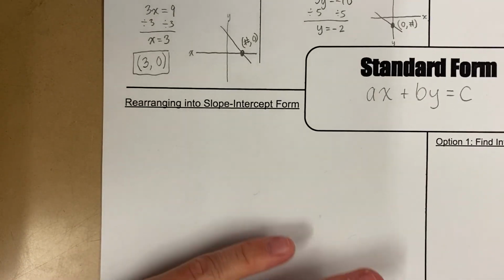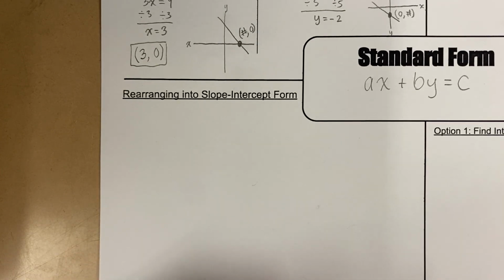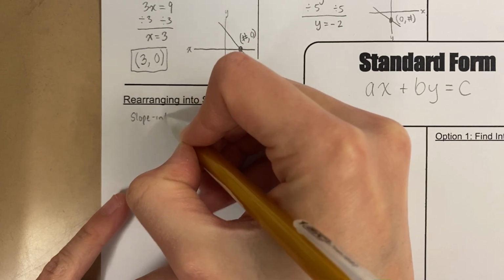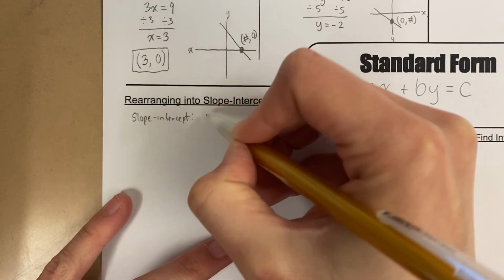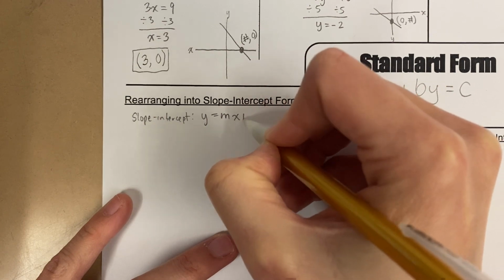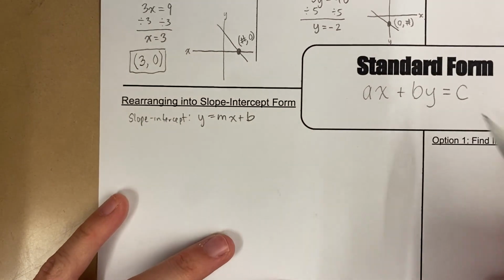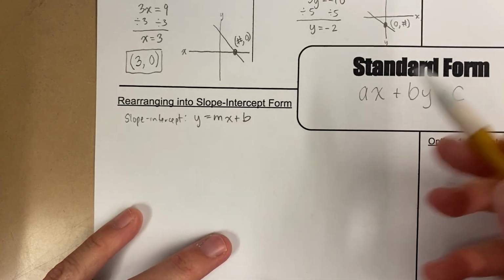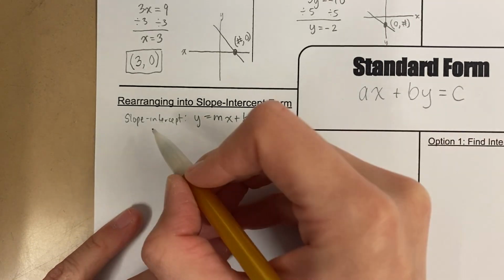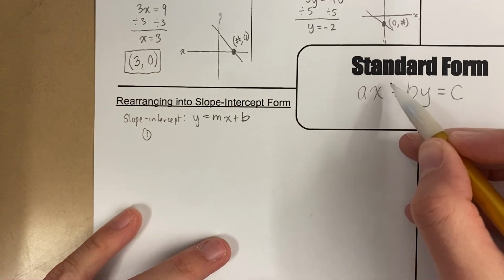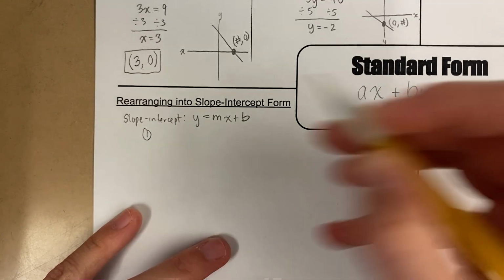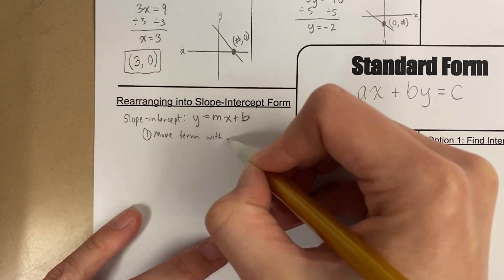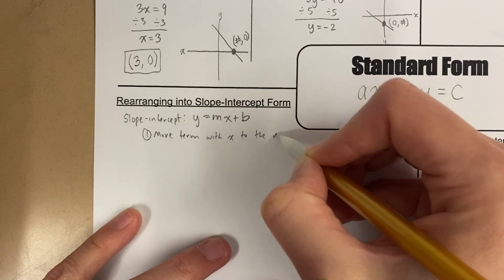Another strategy we've learned is to rearrange an equation into slope-intercept form. So remember, slope-intercept form looks like this. So you can see that if I want to go from standard form to slope-intercept form, notice slope-intercept form has only the y on the left side. What am I going to have to do? Well, I'm going to first move the term with the x over to the right side.